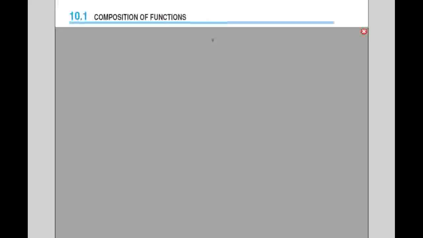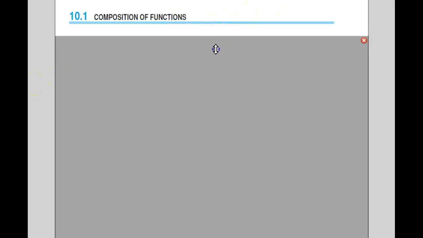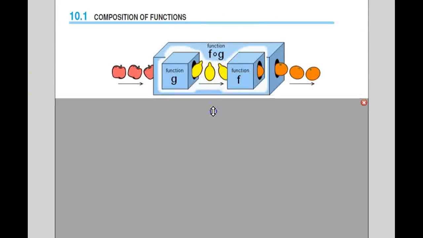Today we're talking about composition of functions. In this case, we're not looking at particular functions. We're just dealing with general functions, any function, no matter what type. And the composition of functions looks something like this.